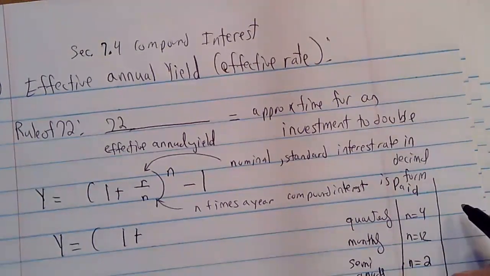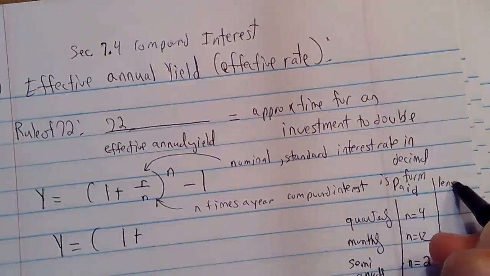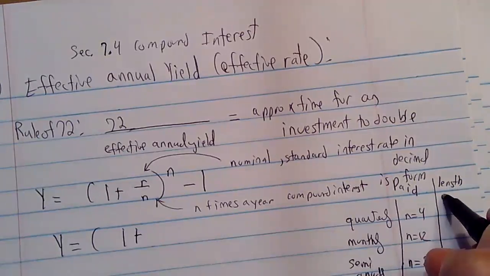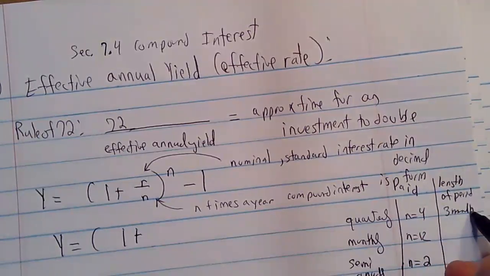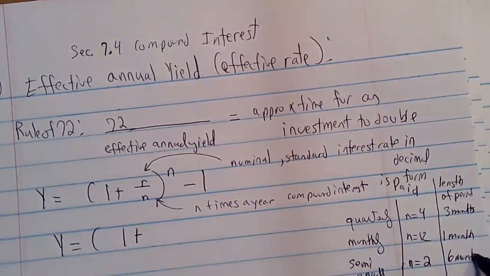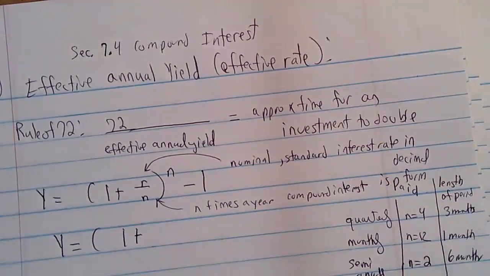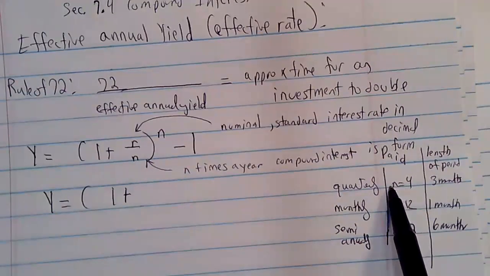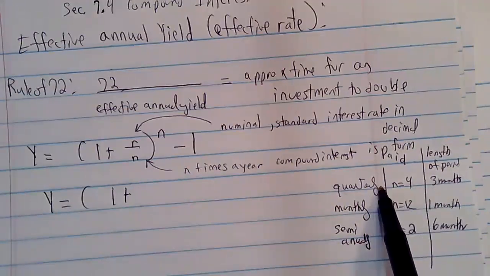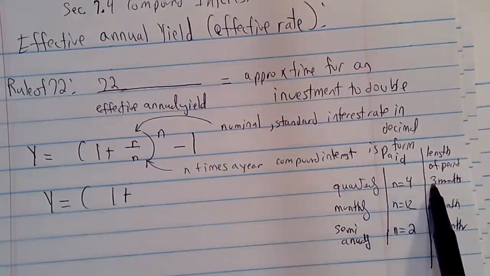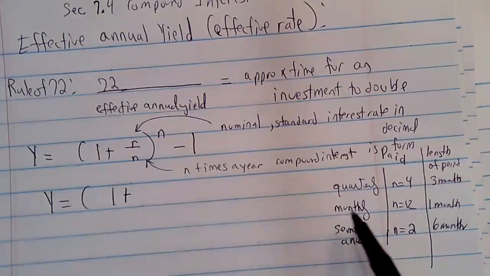And on this side, those numbers were the length of the period. So this is 3 months, 1 month, 6 months. So just be careful here with the quarterly, because sometimes people will put this number down wrong. They know quarterly means 4, but they might put 3 instead here. So just be careful with that.